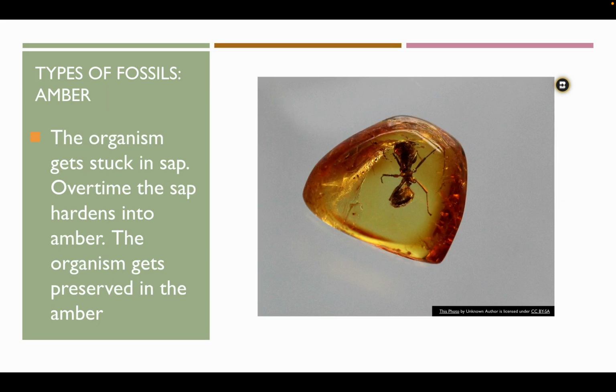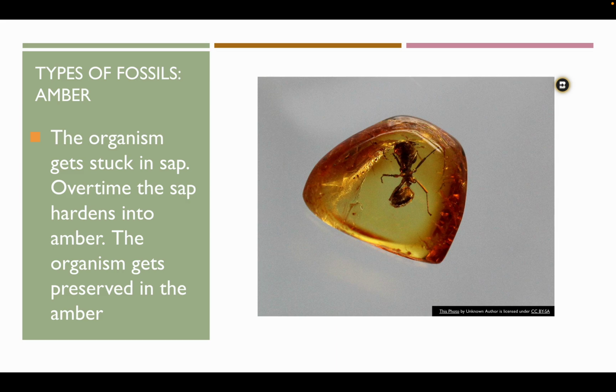All right, another one is amber. Amber fossils are kind of like the Jurassic Park example from earlier. The organism gets stuck in sap. Over time, the sap hardens into the amber. The organism gets preserved in the amber. So, as you can see here, we have this tiny ant that is stored in what looks like a gemstone, but that's really just sap that has hardened.